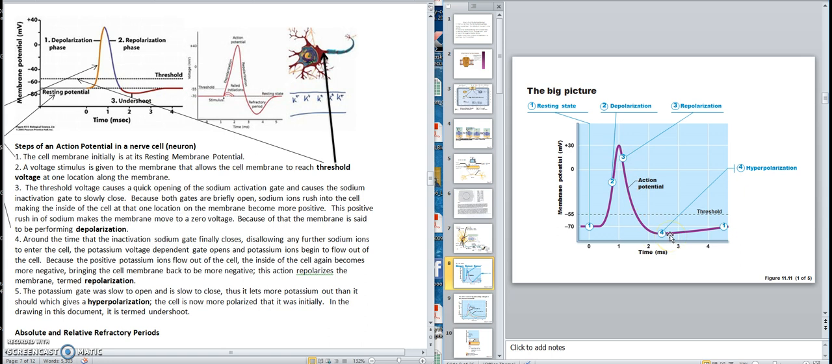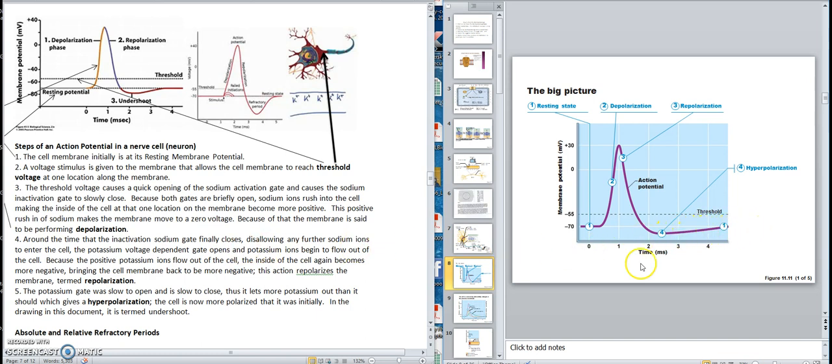Now, in other words, it's the same signal, threshold. It's already set in the gate. The gate will open for a while and then close. You don't have to do anything else. When it finally closes, it overshoots some. So that gives more potassium out than normally would have been. That's hyperpolarization.